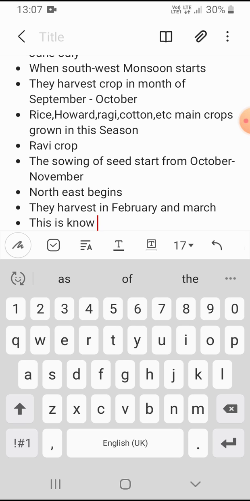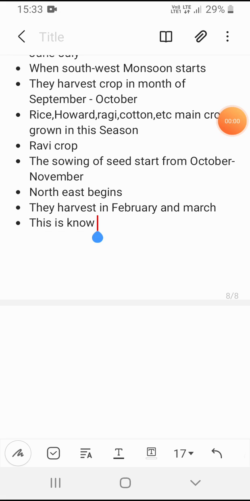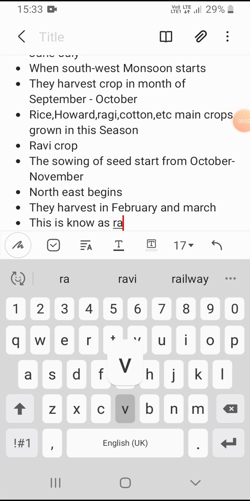Hello. ಇಲ್ಲ ಮೀಟಿಂಗ್ ಅಲ್ಲಿ ಇದ್ದಾರಲ್ಲ ನನ್ನ ಫ್ರೆಂಡ್. So this is known as Rabi crop.